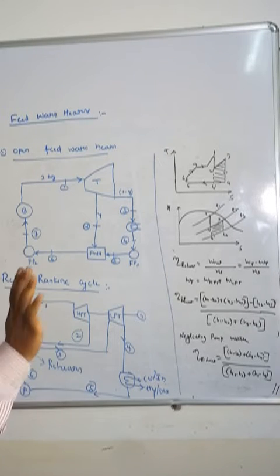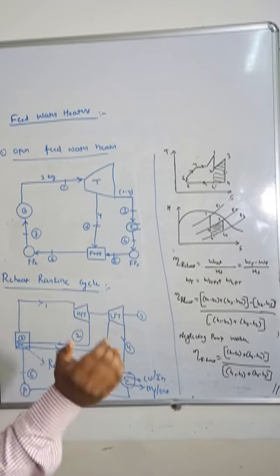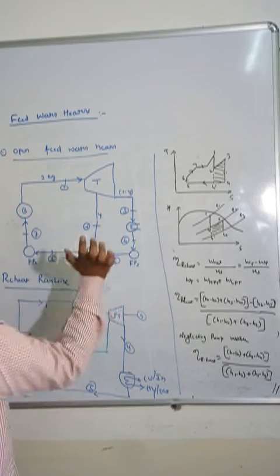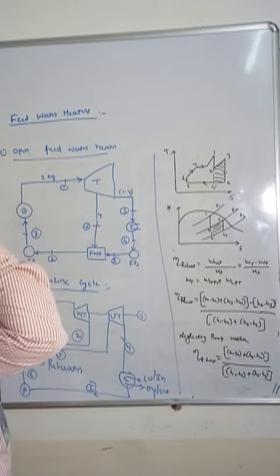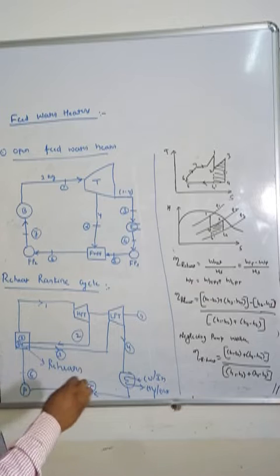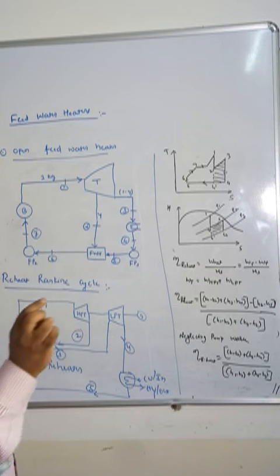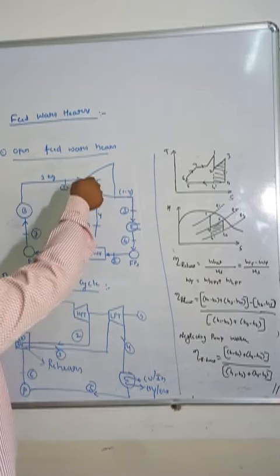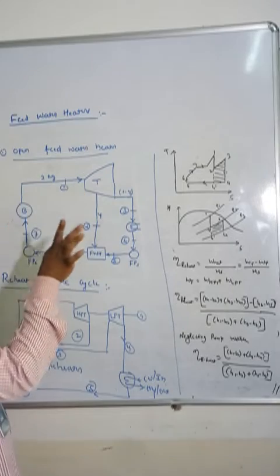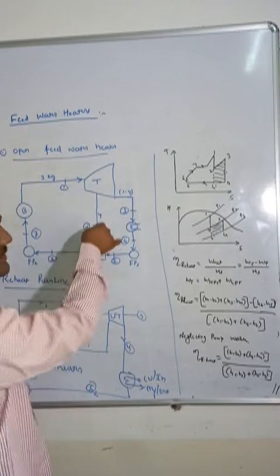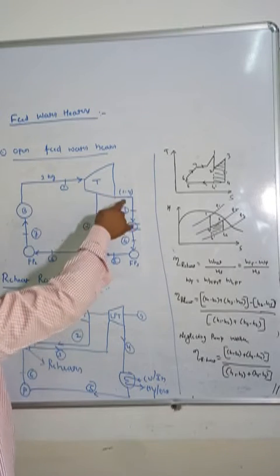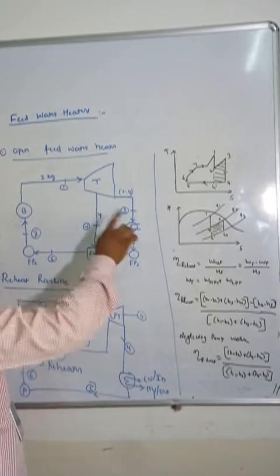So the open feed water heater is a simple thing. It has a boiler, turbine, condenser, FP1 meaning feed pump 1 and feed pump 2, and this is the feed water heater. Again I am saying, we are not adding anything to this, only to heat the feed water. Here 1 kg of steam is passed, among that y kg is bled or taken out from the turbine, and the remaining 1 minus y is going to the condenser.